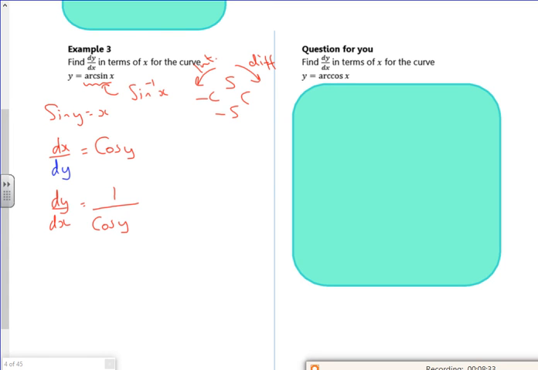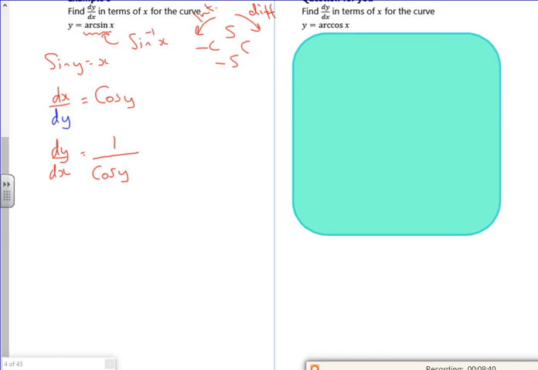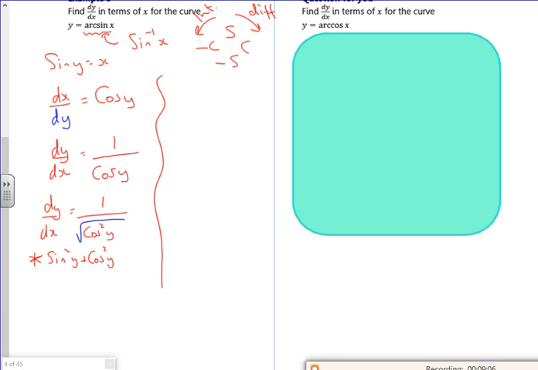Right, now you're not going to like this. Because I square root to do this. So it's quite funny, it's another proof, just like the one above. So dy by dx is 1 over the square root of cos squared y. Cos squared y, I'm going to use my sine squared y plus cos squared y is 1.